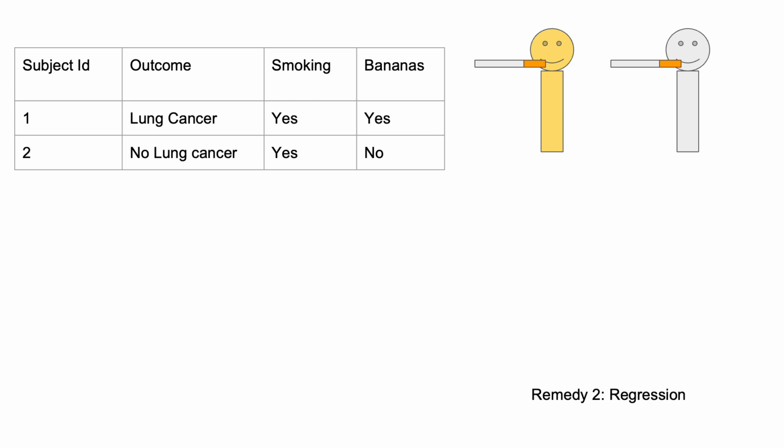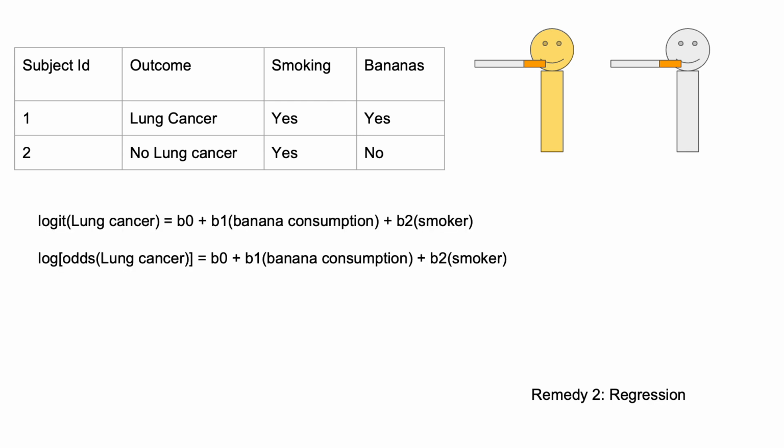The next remedy is regression. Now, from the group level, I am diving down to an individual level. So we are comparing these two individuals and they have similar smoking habits. These are just two people from my data set. One of them is a banana eater, in the yellow, and the other guy is a non-banana eater. And both of them are smokers. And then we see who has lung cancer and who does not have lung cancer.